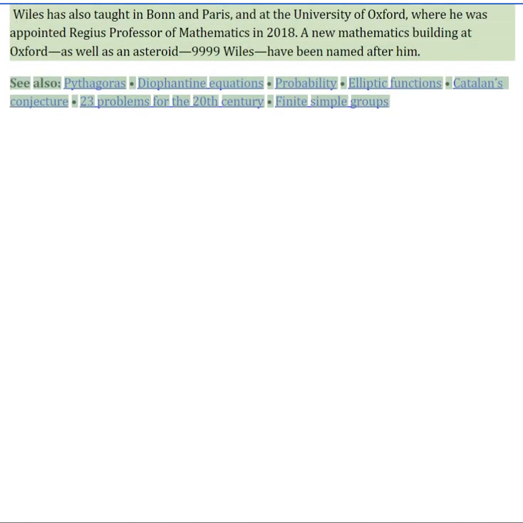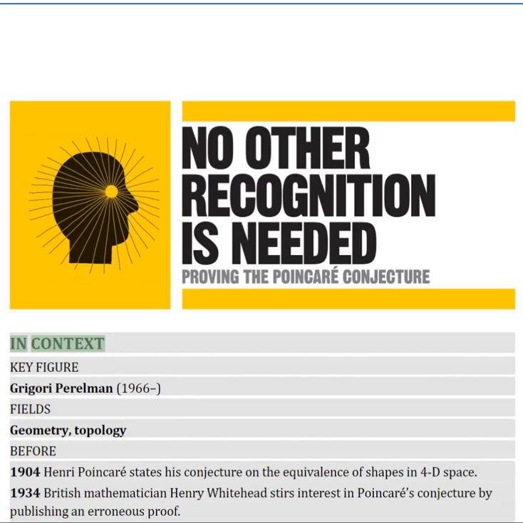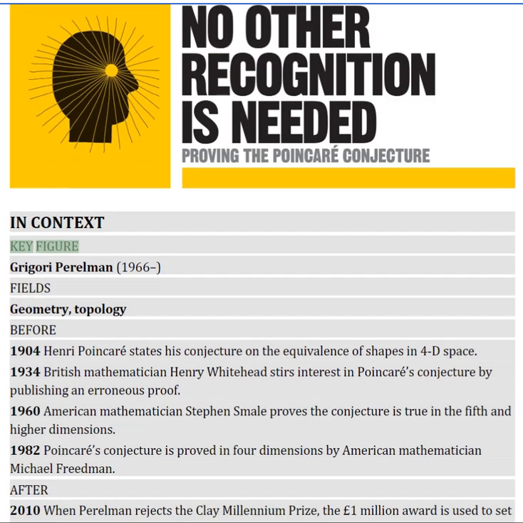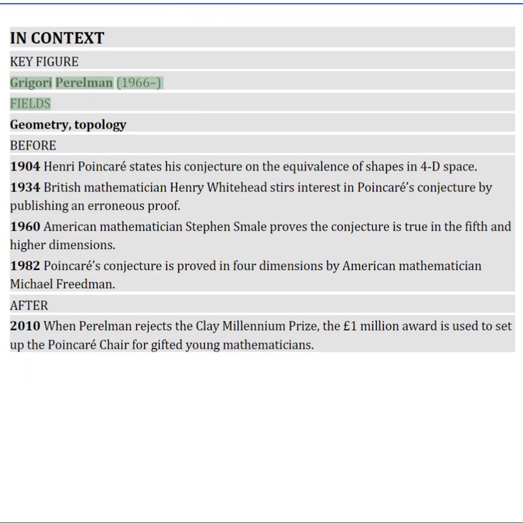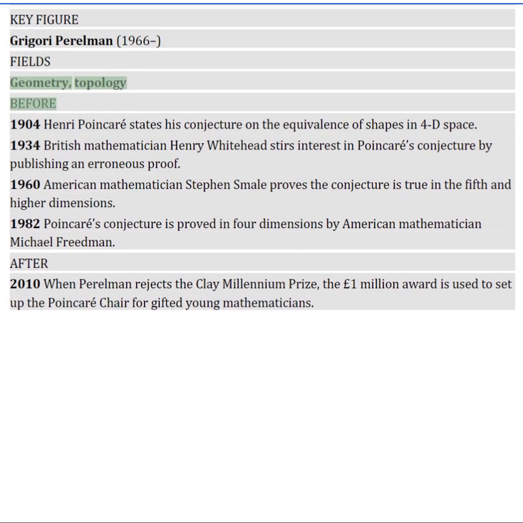See also: Pythagoras, Diophantine equations, probability, elliptic functions, Catalan's conjecture, 23 problems for the 20th century, finite simple groups. In context. Key figure: Grigori Perelman. Fields. Geometry, topology before.